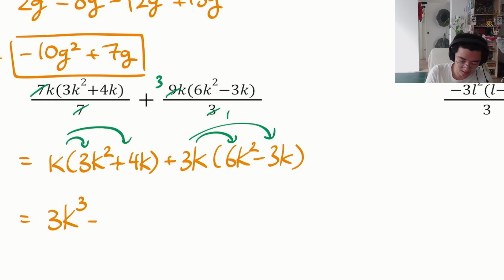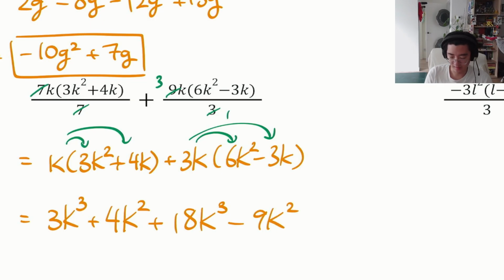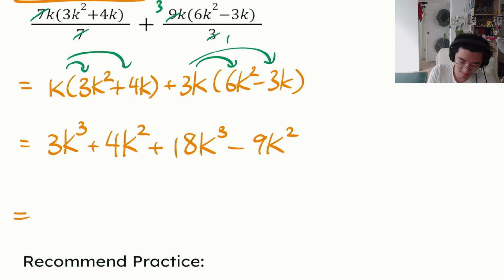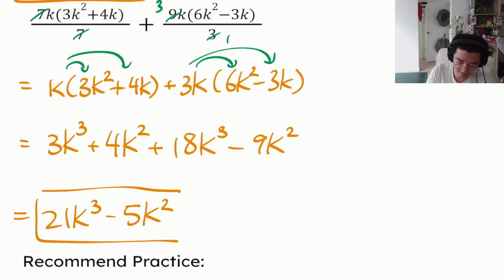We have 3k cubed, 4k squared, 18k cubed, 9k squared. Combine like terms: 3 and 18 is k cubed, 4 and minus 9 is minus 5. Alright, so be very careful here. We're adding and subtracting here, we're not multiplying, so we're not doing exponent laws. We are splitting them up with the plus and minus and combining like terms. Very, very careful here.